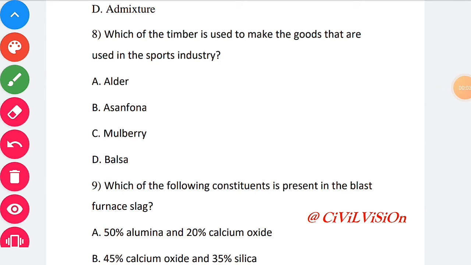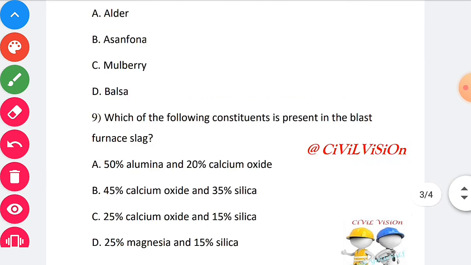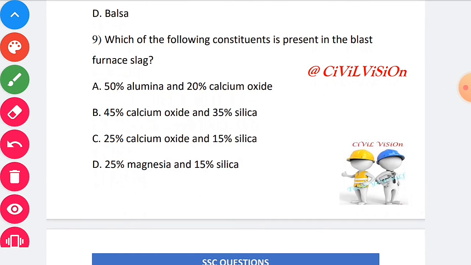Eighth one, which of the timber is used to make the goods that are used in sports industry? The correct answer for this question is option C, mulberry. Ninth one, which of the following constituents is present in the blast furnace slag? The correct answer for this question is option B, 45% of calcium oxide and 35% of silica.